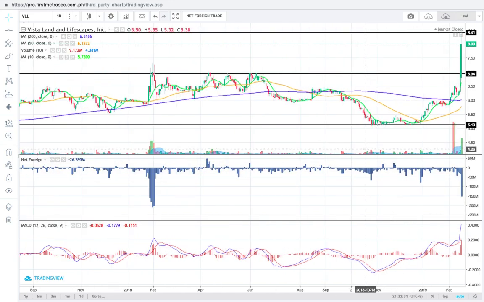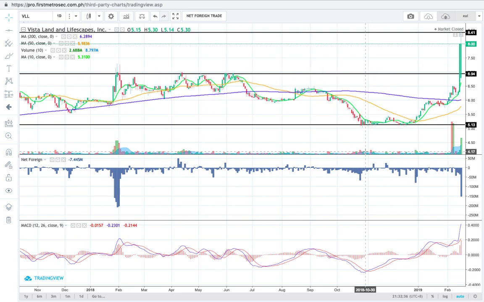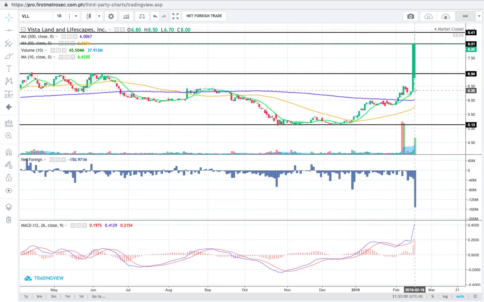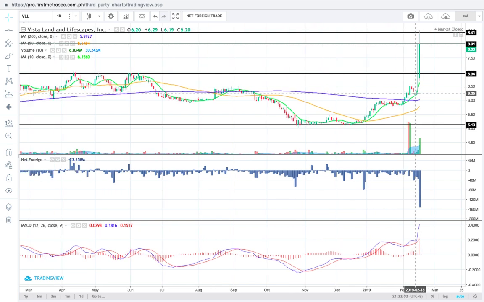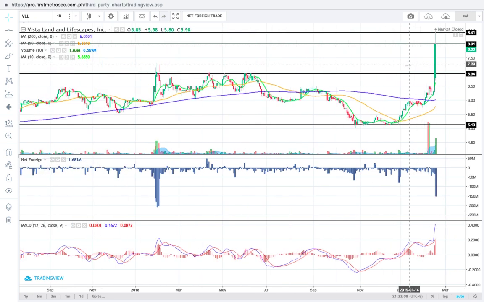Where is VLL going from here? Where does it want to go from here? Well, take a look at this. Last Friday, the midterm resistance at 8.0 was tested, and today it was retested. It made some attempts to go beyond 8.0 today, but it retreated a bit and closed at 8.00. So we can say that 8.0 is a midterm resistance for VLL.